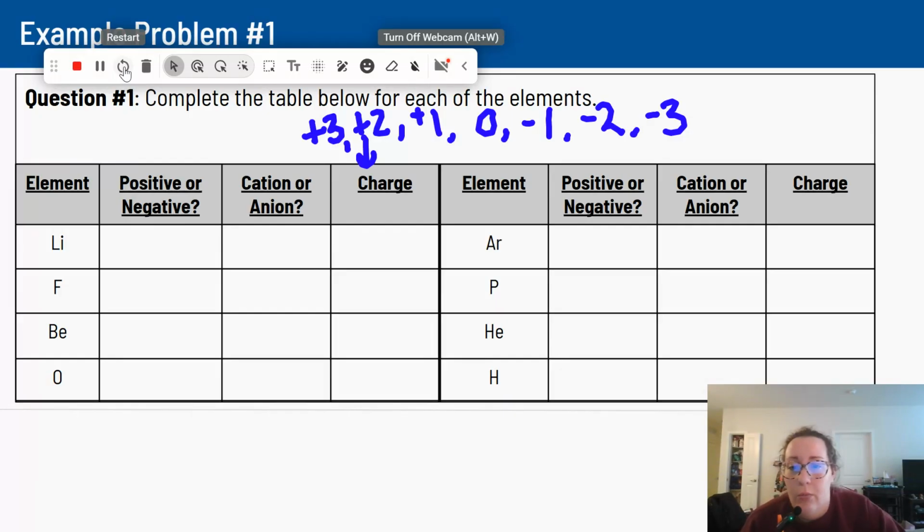So this is the first example problem. I want you to complete the table below for the 8 elements, figure out if they're going to be a cation or anion, and then what the charge will be. Remember, your charge is positive or negative, and then the number represents the number of valence electrons either lost or gained. So pause and complete that, and then unpause when you're ready to review it.